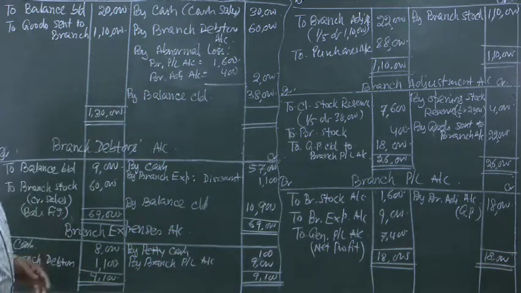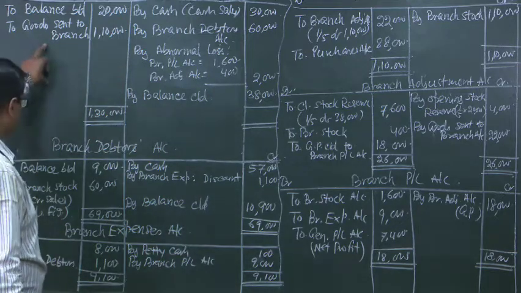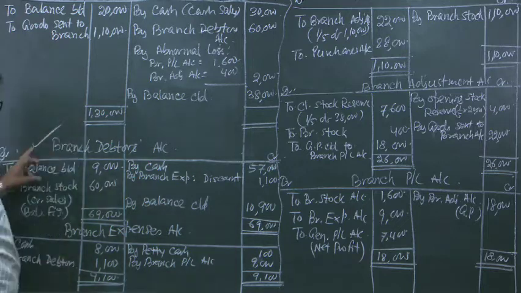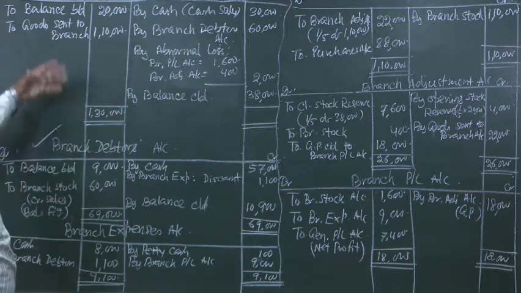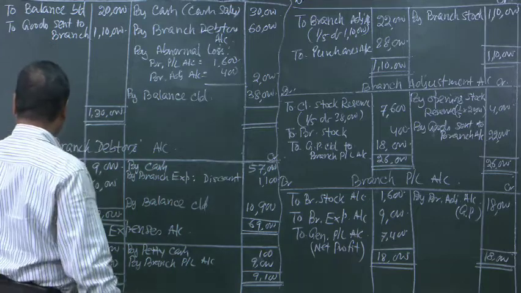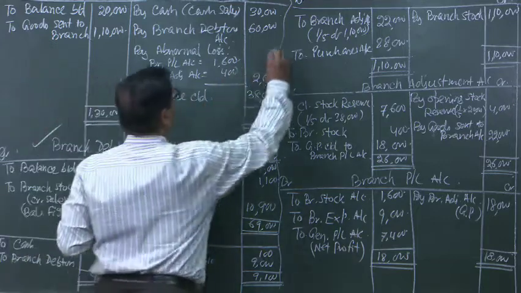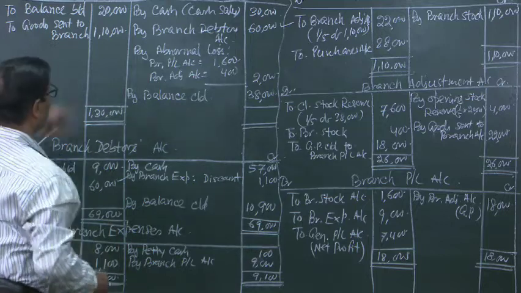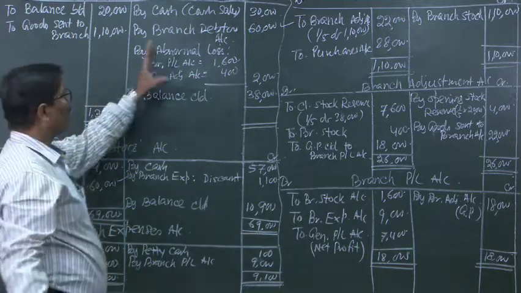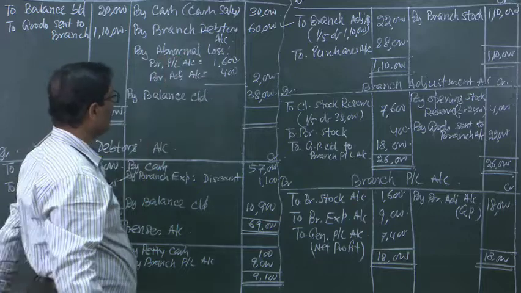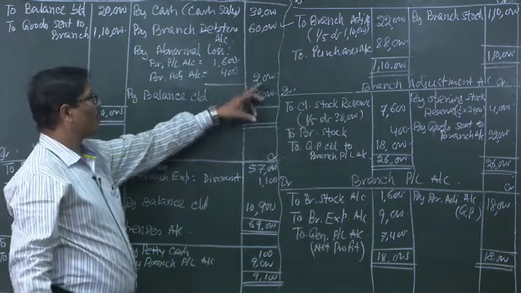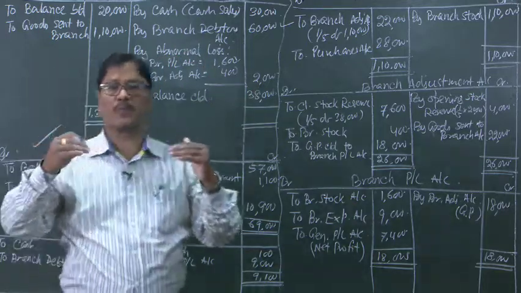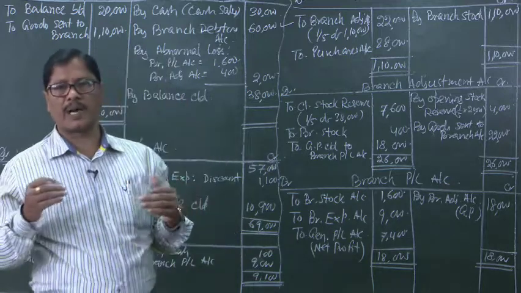First of all, we have closed the branch debtors account. You have to close the branch debtors account first. Then you can find out the credit sales, and by putting the credit sales, you can compare both the sides of the branch stock account, and if there is any abnormal loss, that can be found out. Once you get the abnormal loss total amount of 2,000, that will have to be split into two parts, that is your loading portion and the cost portion.